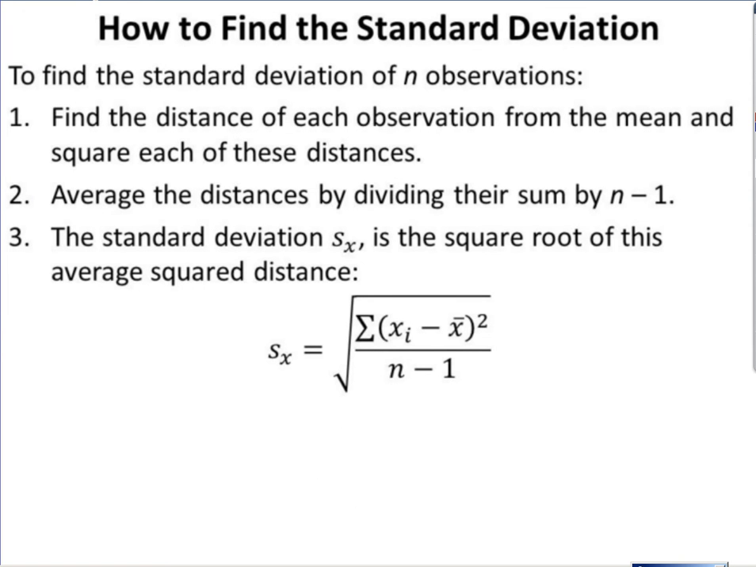So when you're finding the standard deviation for n observations, the first thing you're going to do is find the distance of each observation from the mean and square those distances. We're going to average those distances by dividing by the sum of n minus 1, and then you'll take the square root of that value.